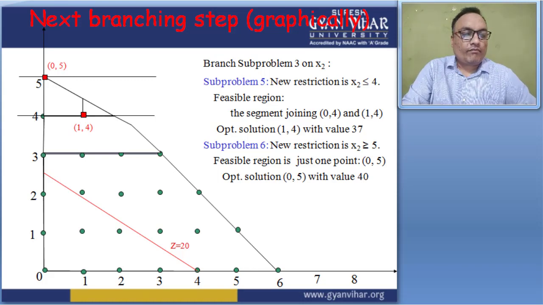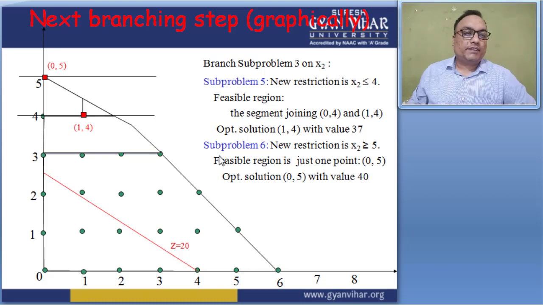For this case, it will give two optimal points. One is 0, 5 and another one is 1, 4. So subproblem 5 gives a new restriction, x2 less than or equal to 4, and the feasible region is the segment joining 0, 4 and 1, 4. For this case, the optimal solution gives a value of 37. This is the least solution of this problem.